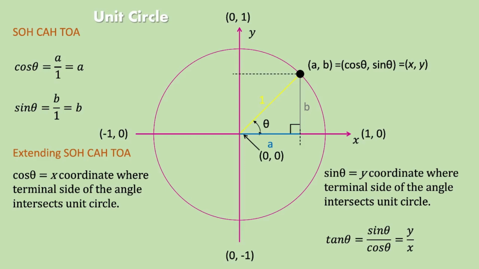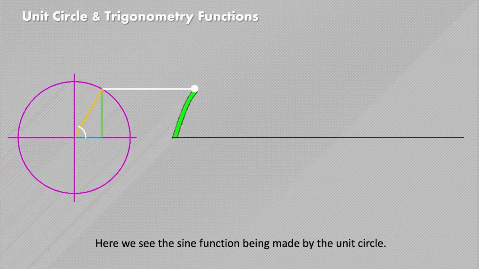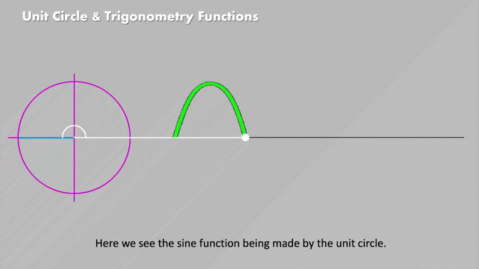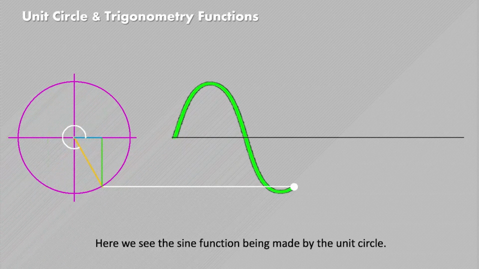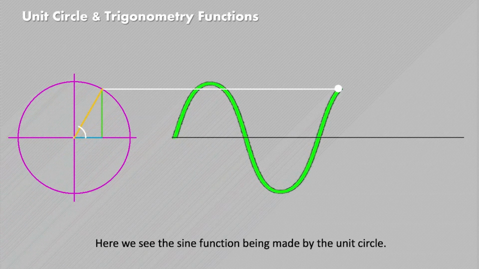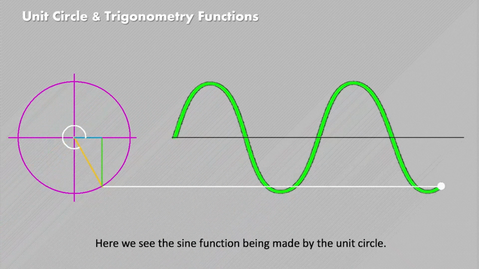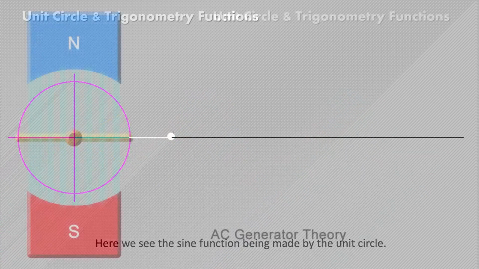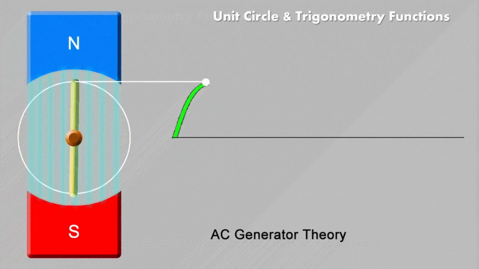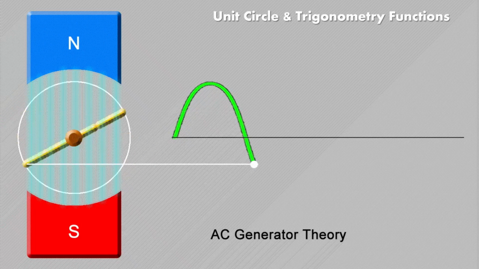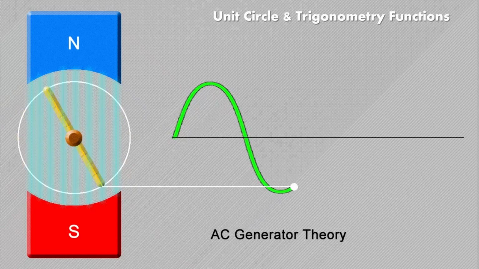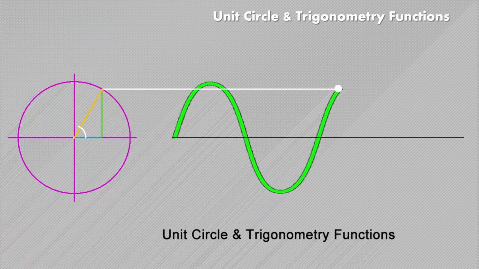And now we know that trigonometry is also about circles. Here we can see the sine function being made by the unit circle. As we can see, the unit circle and trigonometry functions will be very useful in our studies of alternating or AC current in electricity.